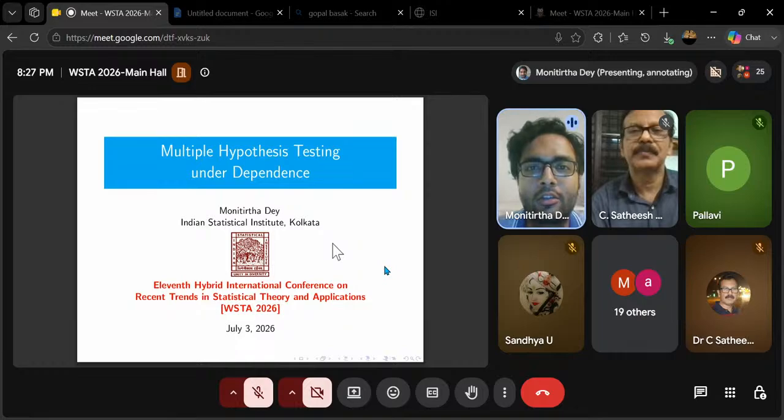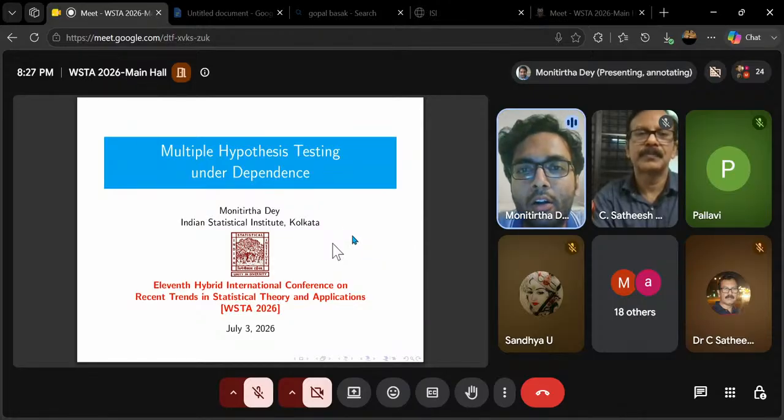As mentioned by Ms. Pallavi also, this is a thematic session on multiple hypothesis testing. We have three speakers and each talk has the common underlying theme, multiple hypothesis testing. The first talk is on multiple testing under dependence.